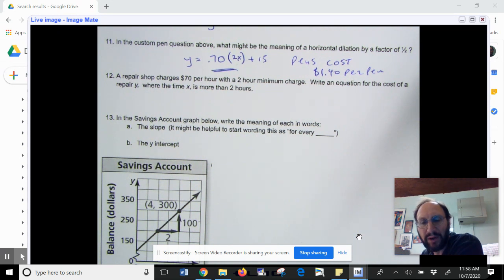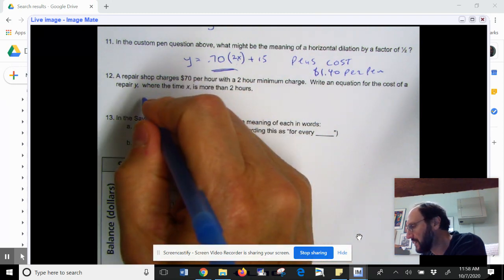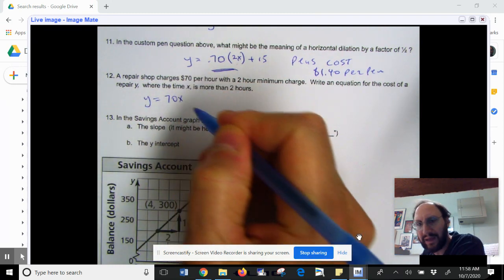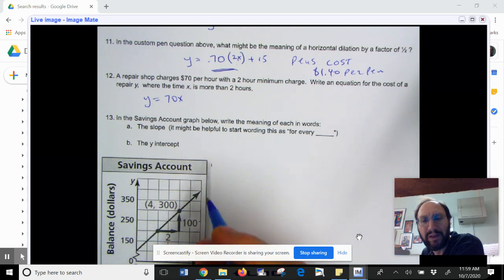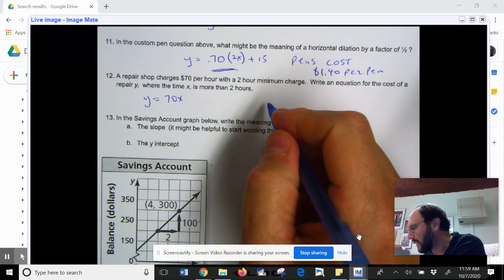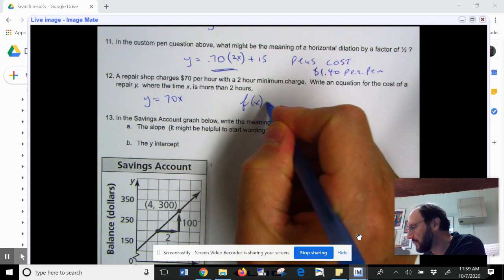If it's $70 per hour, you'd think the first hour costs $70, but it doesn't in this case, because the first hour costs $140 because they have a 2-hour minimum charge. So that doesn't really work out that way. So $70 times each hour, but it says more than 2 hours. So really the equation is simply y equals 70x with no y-intercept, because it's going to be $140 regardless.